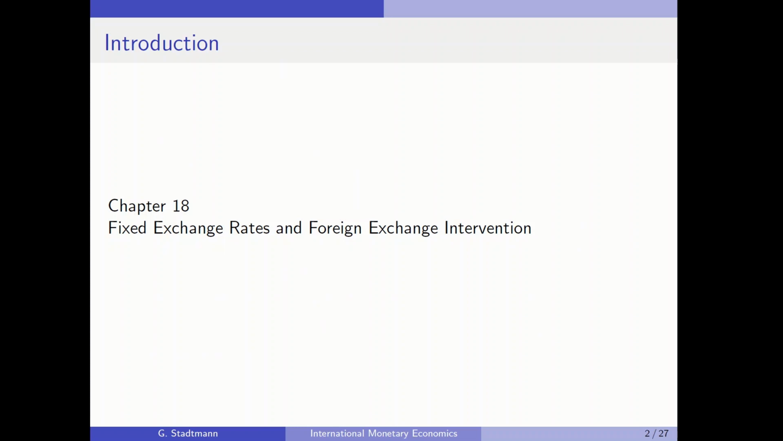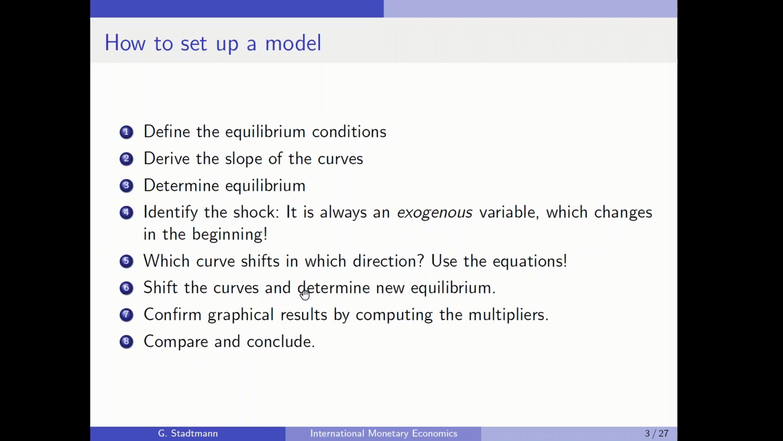Once more, we can have a look at our list of how to set up a model. First step, we have to define the equilibrium conditions. We have to derive the slope of the curves and determine the equilibrium. Afterwards, we can start to identify the shock. It's always an exogenous variable which changes in the beginning.